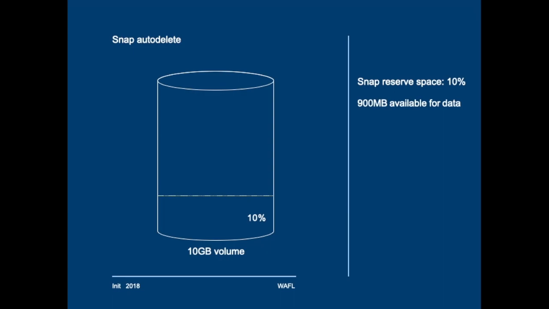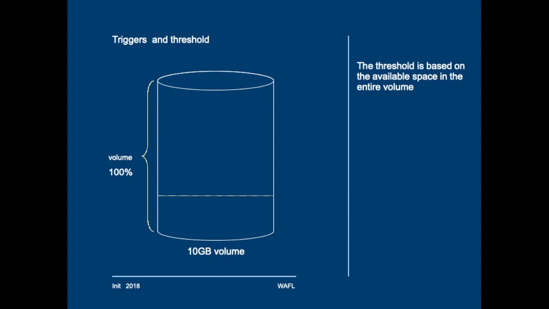Let's first set an example volume size and an example snap reserve. The volume is 10 gig and the snap reserve is 10%, so 100 megabytes. So the data space is 900 megabytes and the snapshot space is 100 megabytes. To start with, there is a trigger option. So when do we start deleting snapshots? This trigger can have one of three values. This is either volume, snap reserve, or space reserve. This last one, by the way, is deprecated.